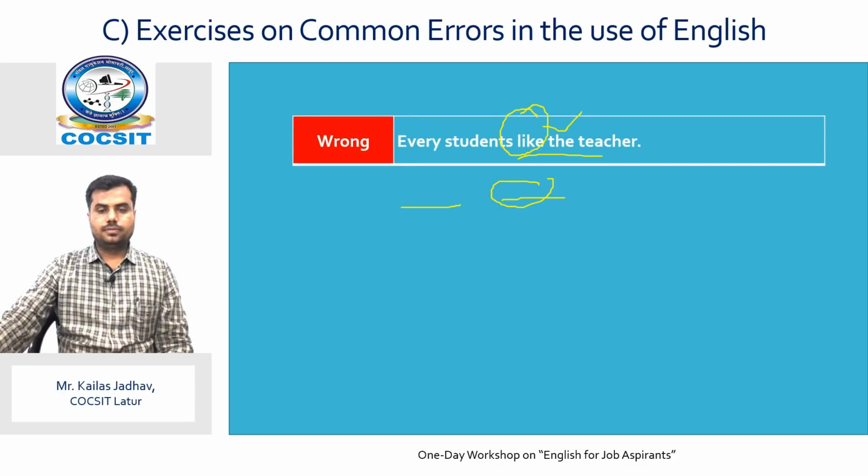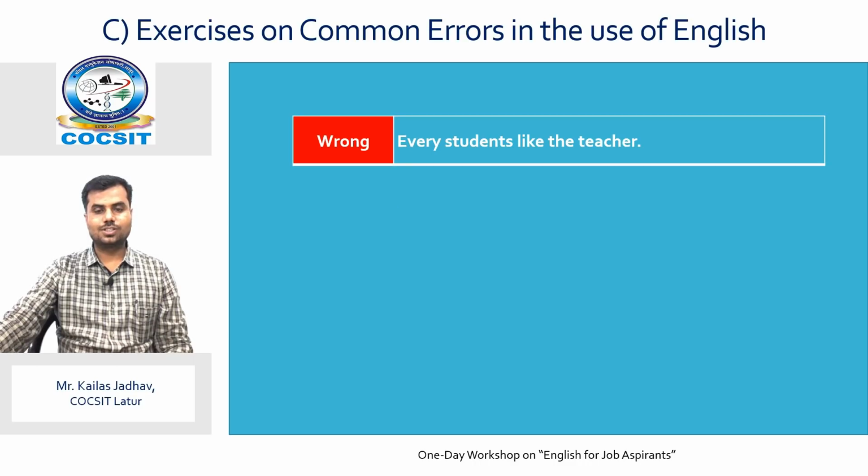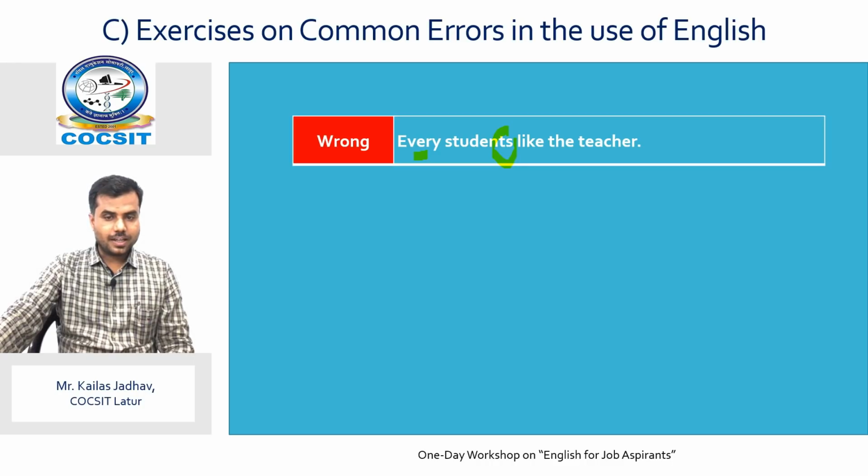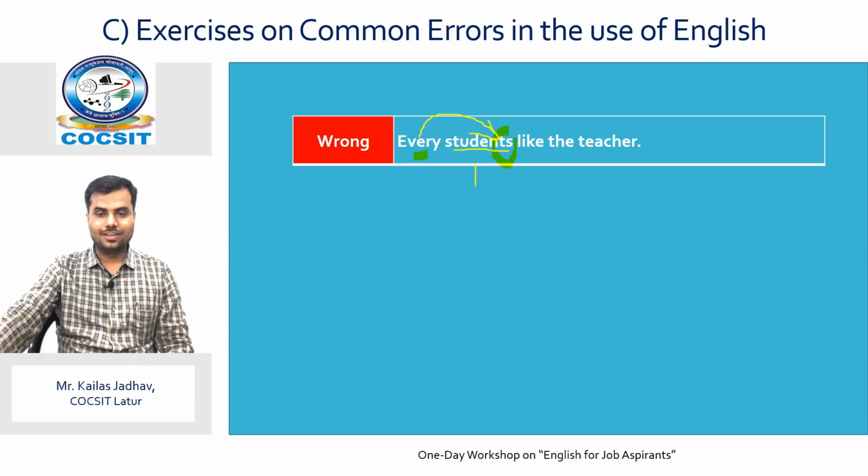Look at this example. Every students like the teacher. Every students. Try and understand what is written here. Students and every don't go with one another. Every indicates the singularity of a noun. It comes before it, but here students is plural. So every is not properly used.